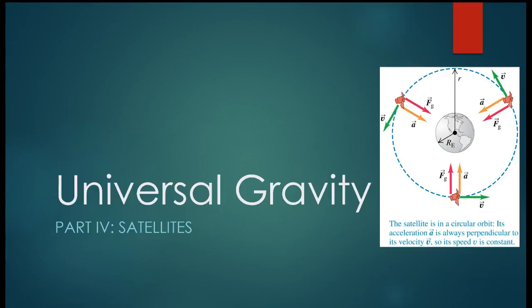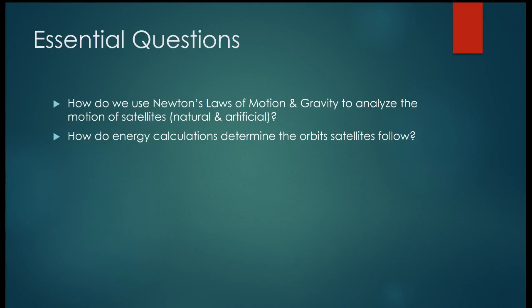Okay, welcome back everyone. In this video, we're going to continue our discussion of universal gravity by discussing the motion of satellites. So we have a little picture here kind of showing us what's happening, and we'll be talking about this as we go. Okay, so how do we use Newton's laws of motion and gravity to analyze the motion of satellites, whether they are natural or artificial? And how do we use calculations of energy to determine the orbits that satellites follow?